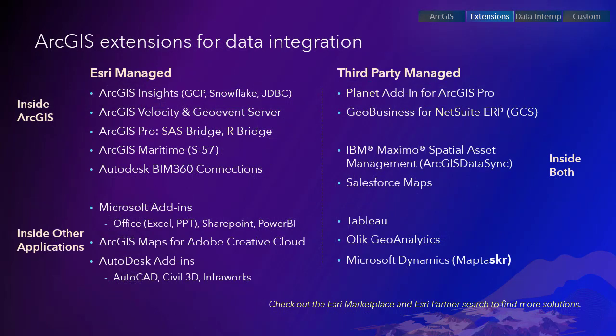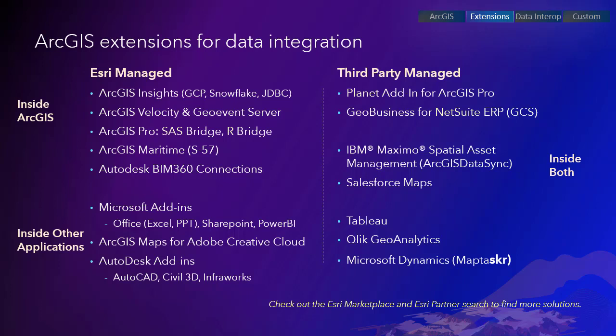Now here we're showing a sampling of extensions that provide some point and click types of functionality to access third-party data stored in third-party systems and processed. We've already talked about ArcGIS Insights and Velocity being able to connect to special data types and data systems. We also have other Esri managed add-ins that connect to SAS and R, as well as bring ArcGIS data into Microsoft applications and products, as well as Autodesk.